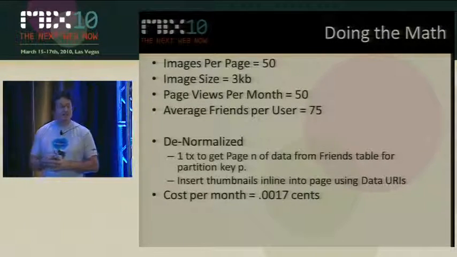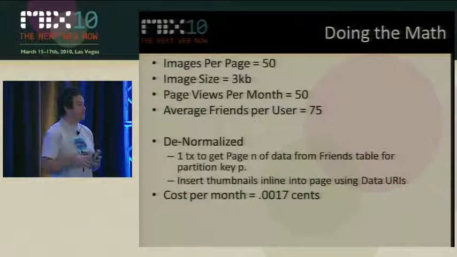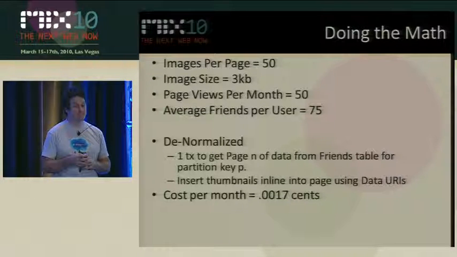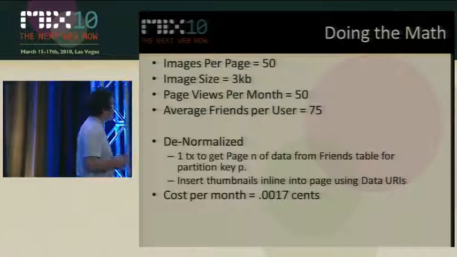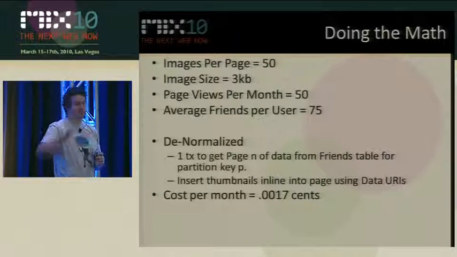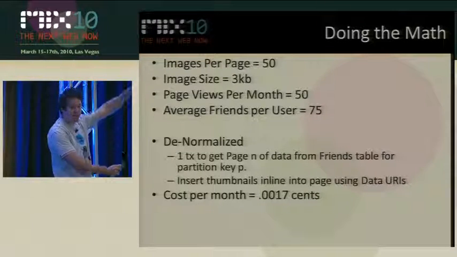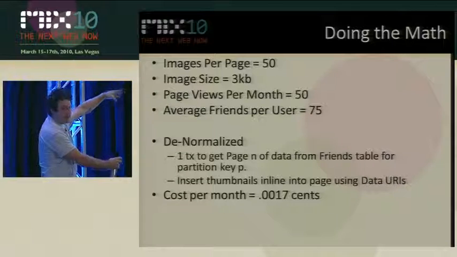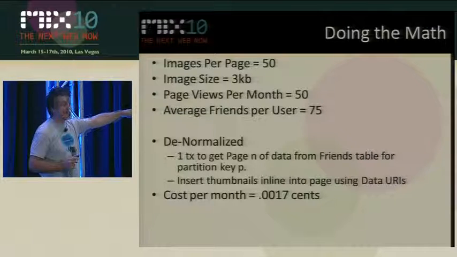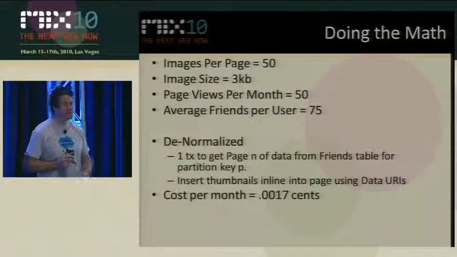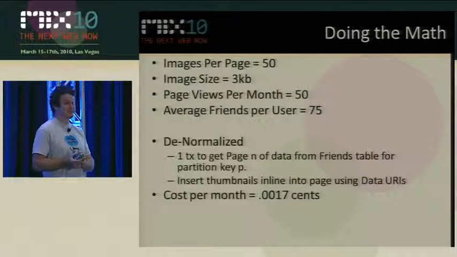I then had one where I had it totally denormalized, so where I had a copy of each person in each friend's partition with the same numbers. I then had one transaction to get page N of data from that friend's table. So for me, go and get me my 50 friends in a single batch transaction, including their thumbnails. And then I insert the thumbnails inline into the page using data URIs. Data URIs allow us to encode into CSS, base64 encode images and send them down to the browser.